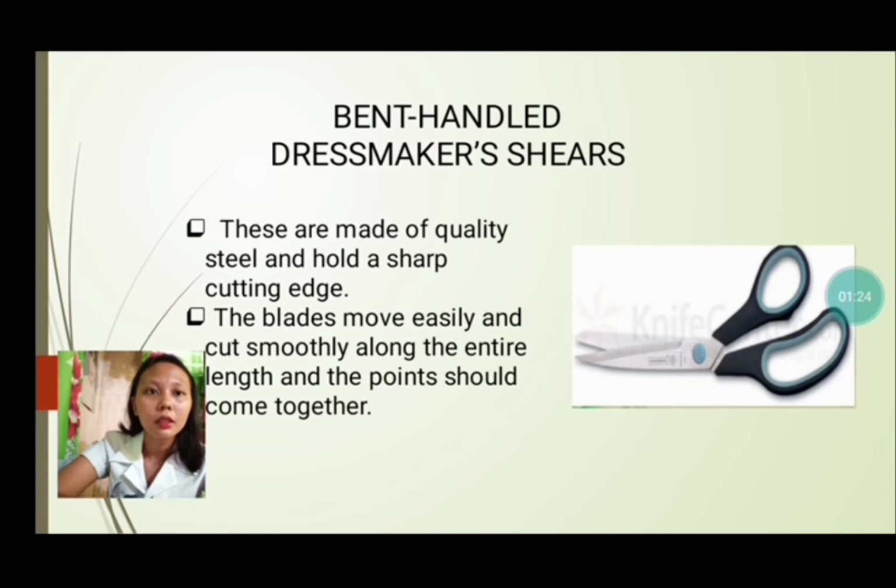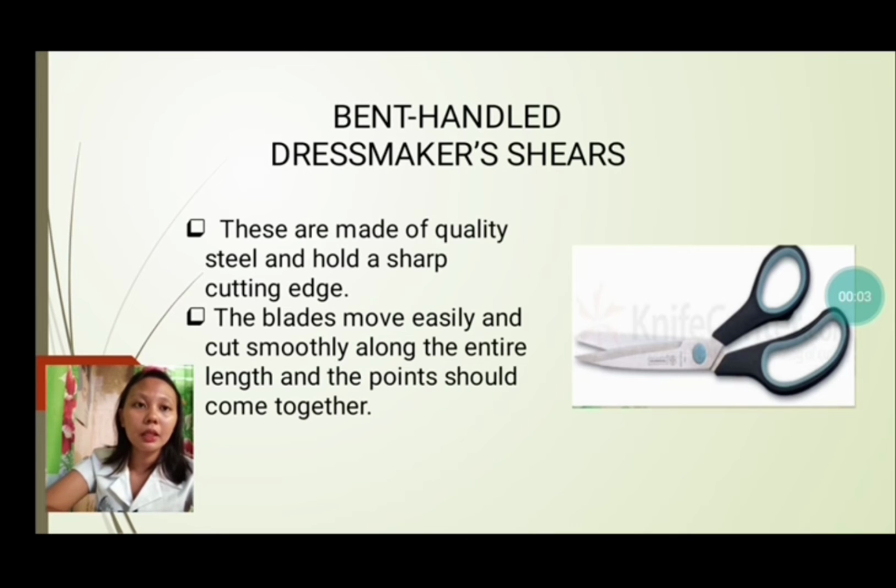Okay, let's proceed to the cutting tools. The first one is the bent-handled dressmaker shears. Bent-handled dressmaking shears are a pair of scissors made of stainless steel blades and plastic handles, fine for lightweight fabrics. The blades move easily and cut smoothly along the entire length, and the points should come together. Bent-handled dressmaking shears are used to cut synthetic fabrics or slippery knits.